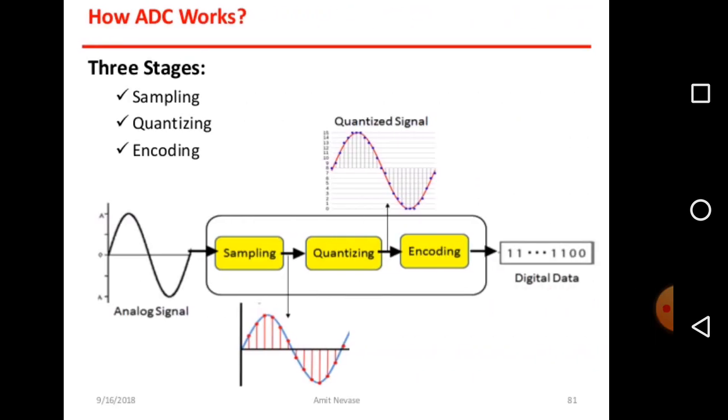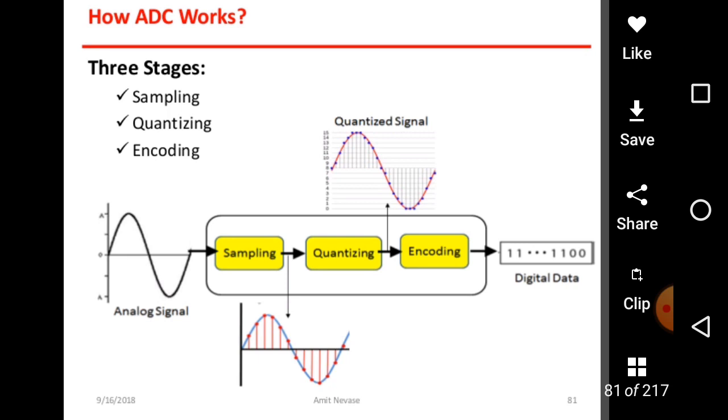How does ADC work? ADC will work in 3 stages: sampling, quantizing, encoding. The analog signal is in the form of input. Now sampling is done, quantizing is done, and encoding. You can see above the quantized signal. Now you will get digital data as output in the form of zeros and ones.